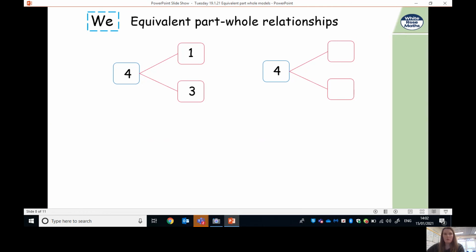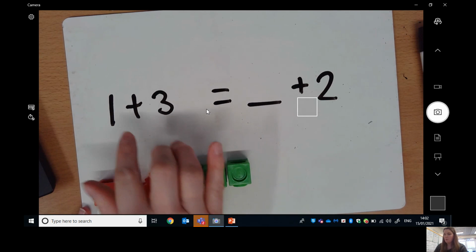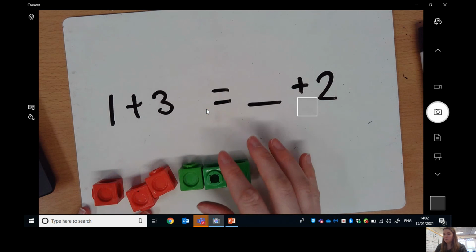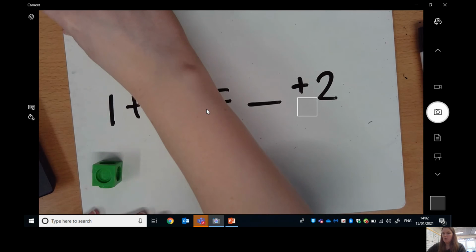If we know 1 plus 3 is 4, can we find another way to make 4 using 2? Okay, so the first thing I need you to do is write down your sum. I'm going to write down my sum and I'm going to share it with you. Okay, this is the sum you're writing down. 1 plus 3. What's 1 plus 3? 4. Okay, so we got 1 and we got 3.